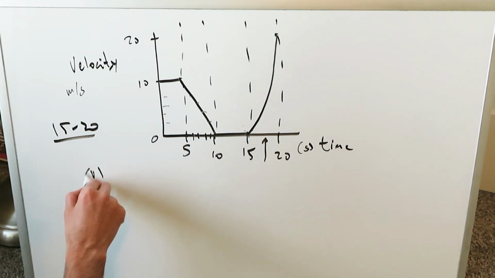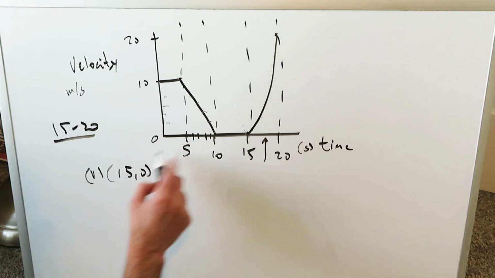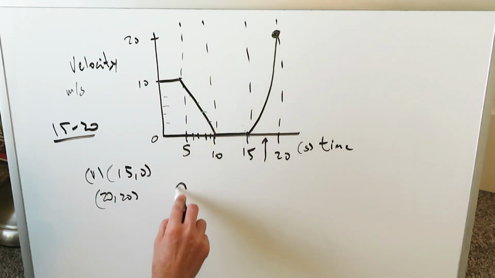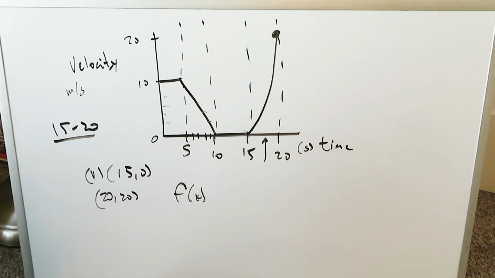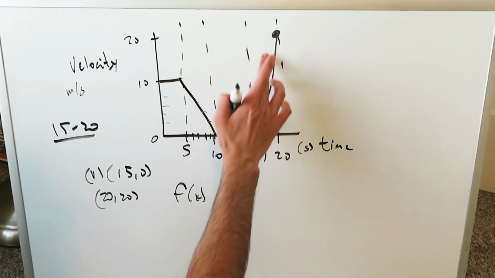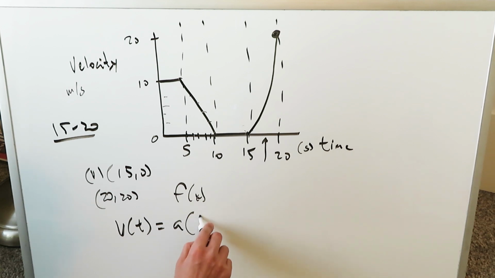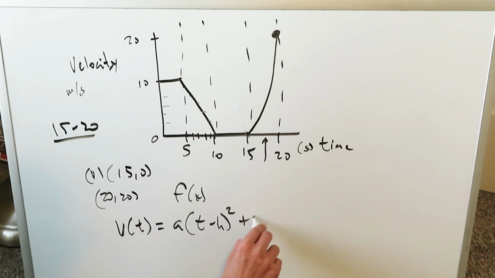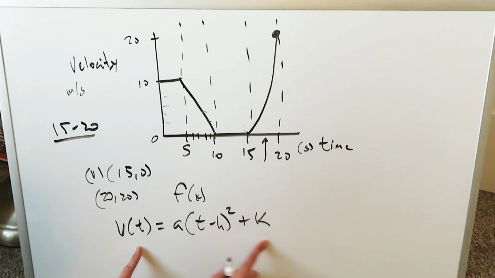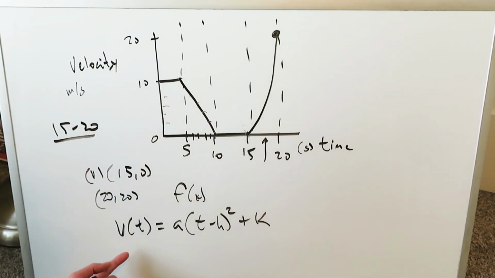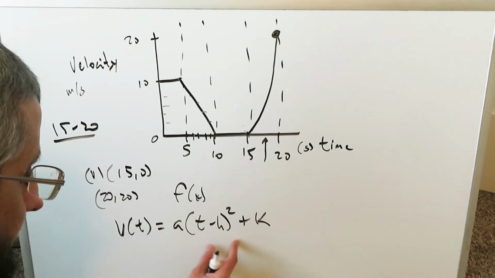Well, I know I have a vertex over here at (15, 0), and I know I have a point over here which is (20, 20). I'm looking at a function which is f of x, or since we're doing an equation here, we are looking really here at a velocity function. Velocity with regards to time will be a times (t minus h) whole squared plus k. This is the standard form of a parabola adjusted for these new variables of time and velocity instead of x and y. I have all of the items I need to make this equation.